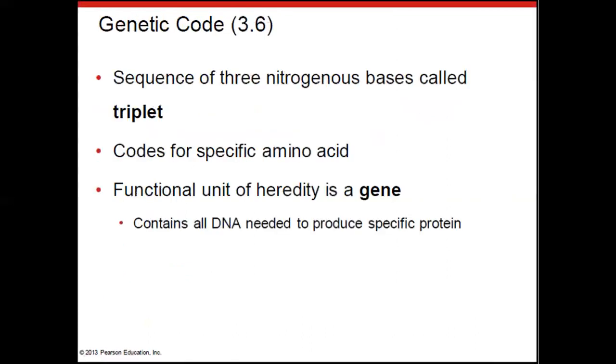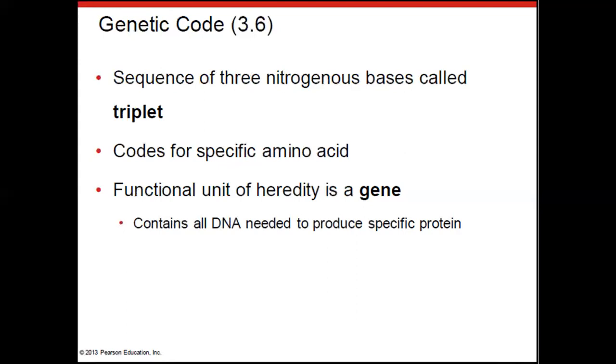A sequence of 3 of these nitrogenous bases is called a triplet, and that codes for a specific amino acid. That triplet is also called a codon, C-O-D-O-N. If you've heard that word before, it's also called a triplet. And that's what codes for an amino acid. And amino acids are the building blocks of proteins.